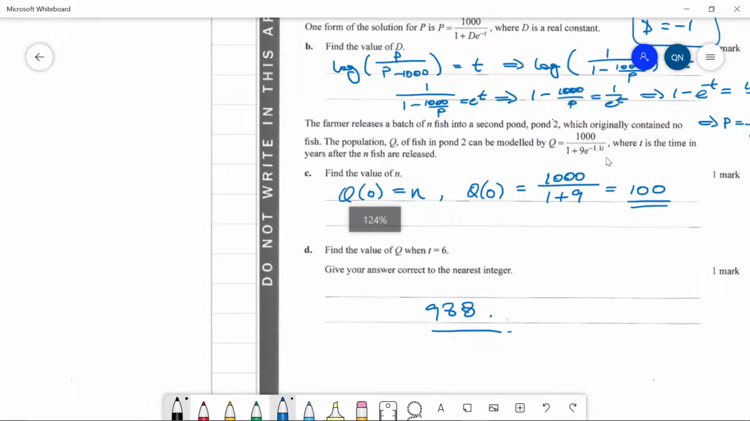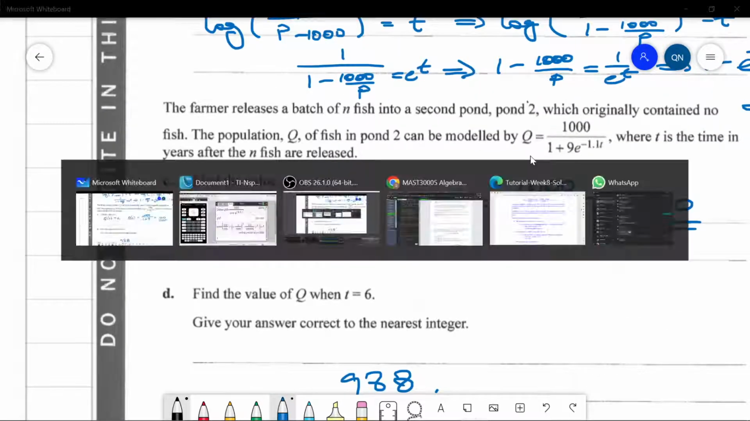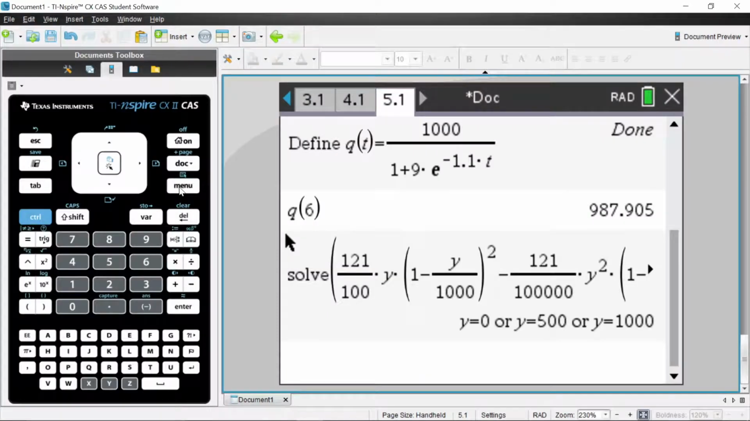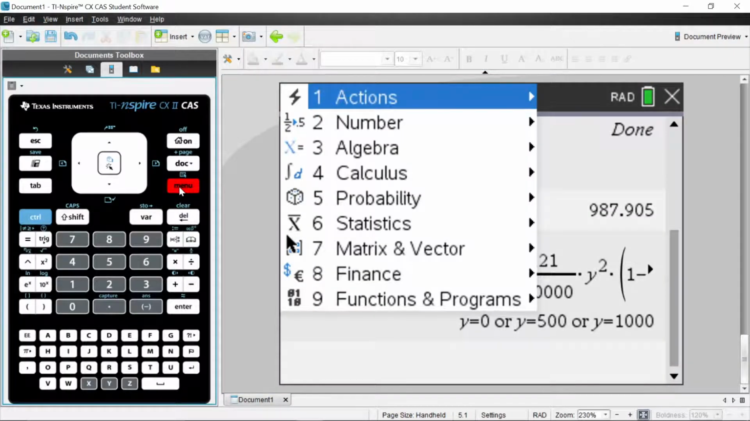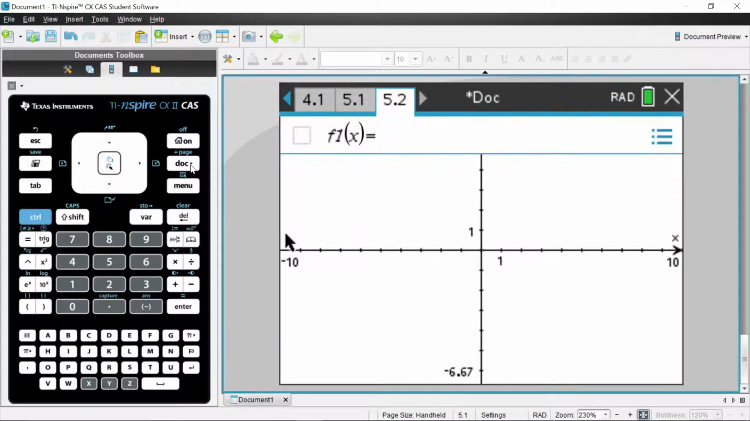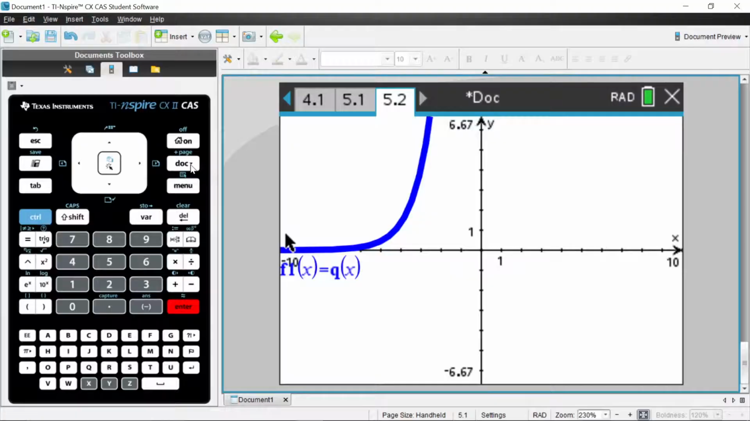Let's see. So what does Q look like? I want to see what Q looks like. So I'm going to insert a new graphs page, and I'm going to graph Q of X. So it looks like that. But let's turn this into 1,000.